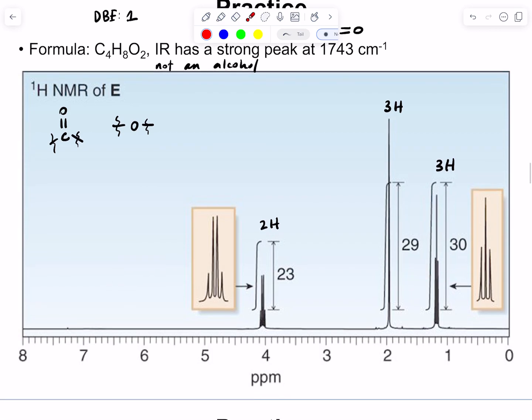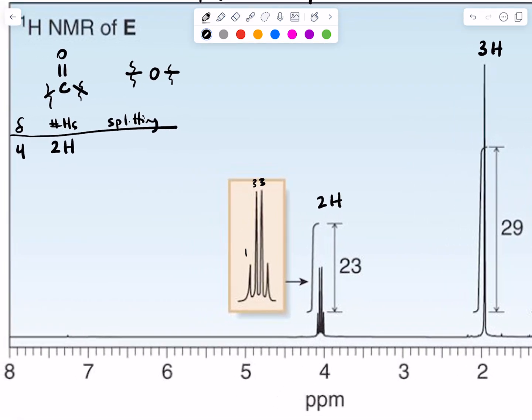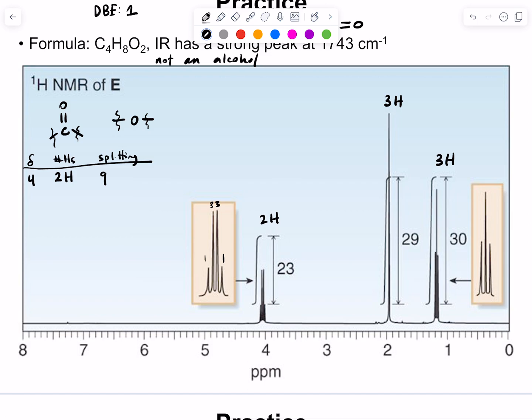So it may help you to write down, I've got a peak at around 4 ppm. It is worth 2 protons, and then it may help you to write down the splitting. So what kind of splitting pattern is that at 4 ppm? Yeah, that's a 1 to 3 to 3 to 1 quartet. I'm going to represent that with the letter Q. How about the peak at 2 ppm? That's worth 3 protons. Singlet, okay.